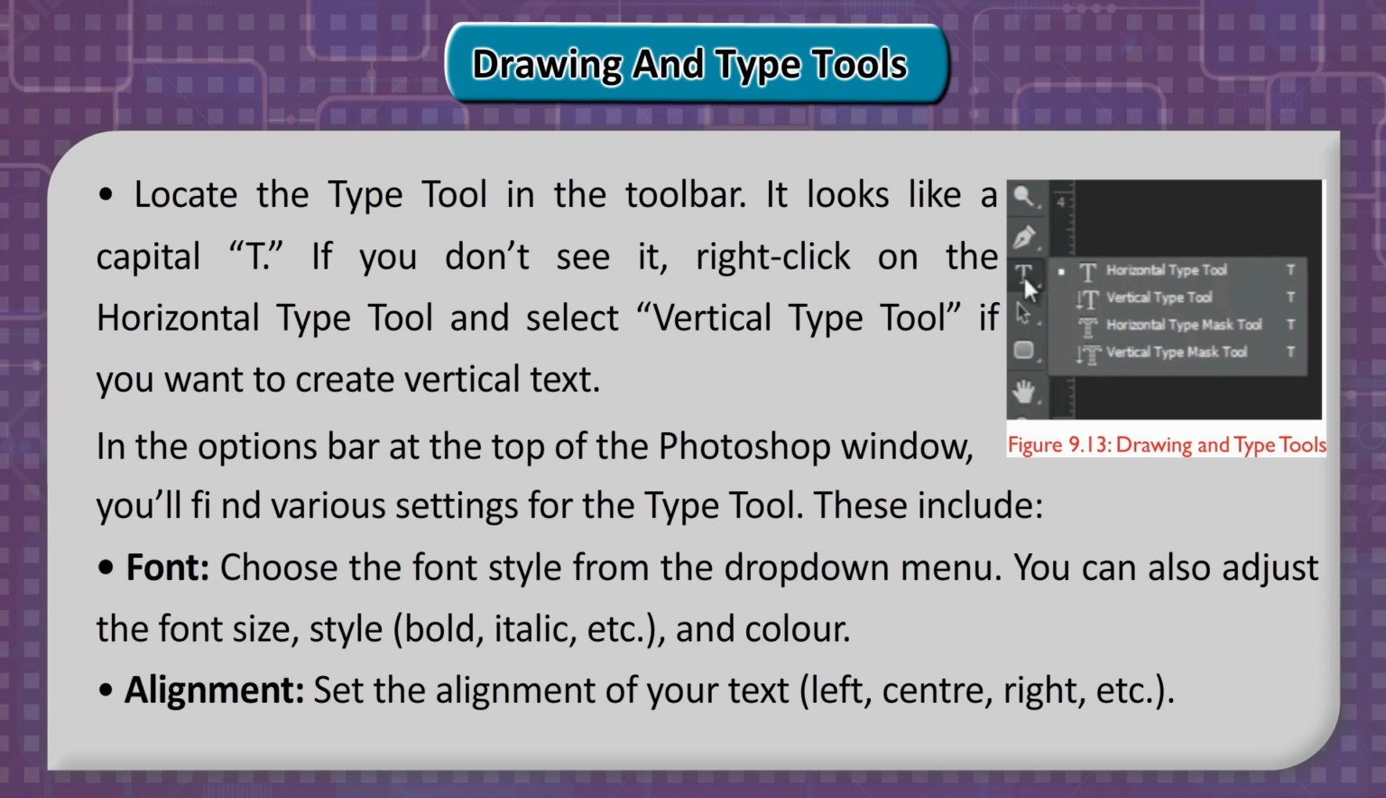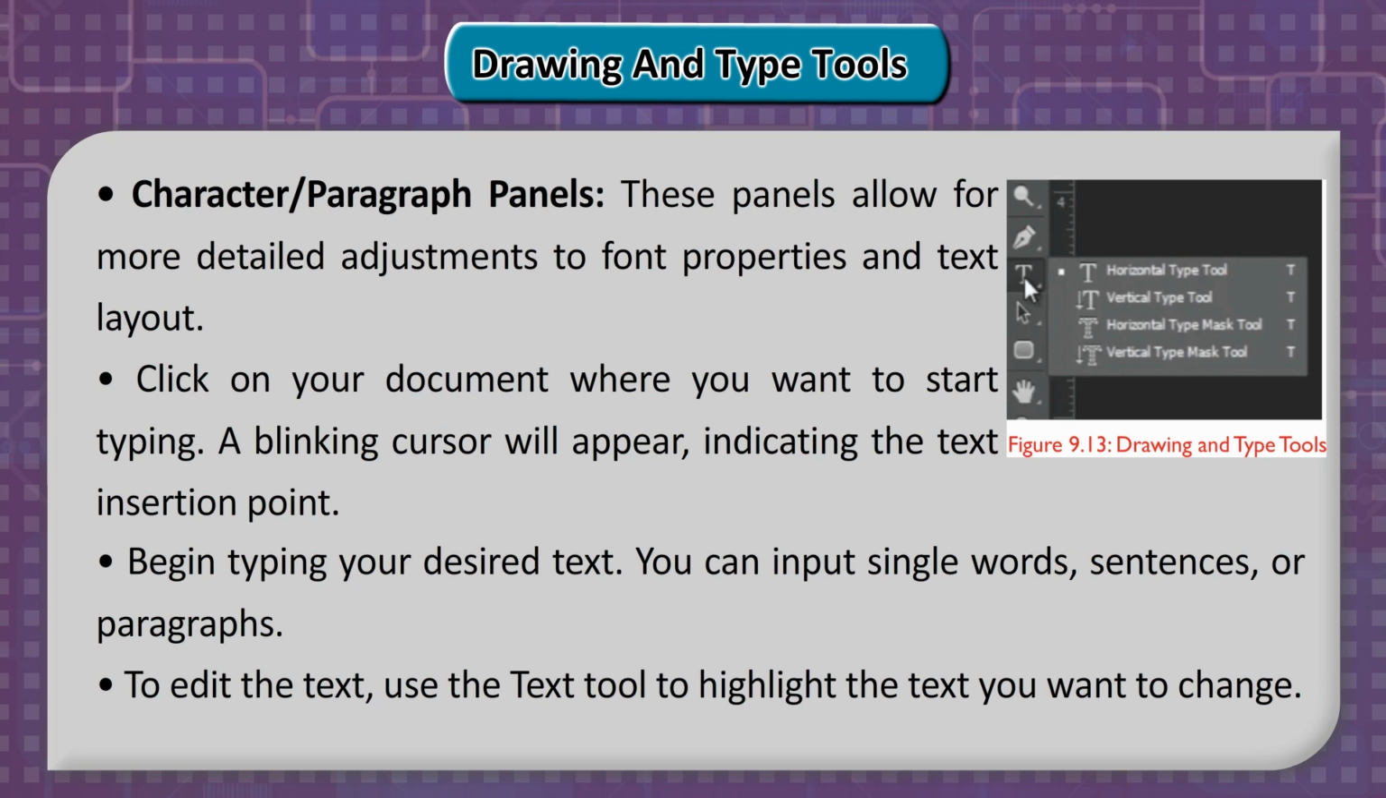In the options bar at the top of the Photoshop window, you'll find various settings for the Type tool. These include font. Choose the font style from the drop-down menu. You can also adjust the font size, style, bold, italic, etc., and color. Alignment. Set the alignment of your text, left, center, right, etc. Character/paragraph panels. These panels allow for more detailed adjustments to font properties and text layout.